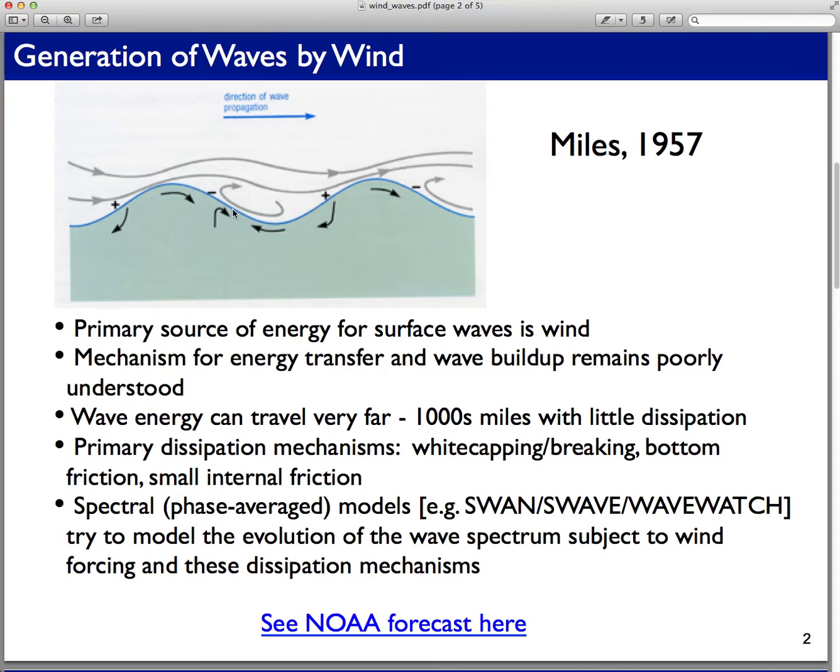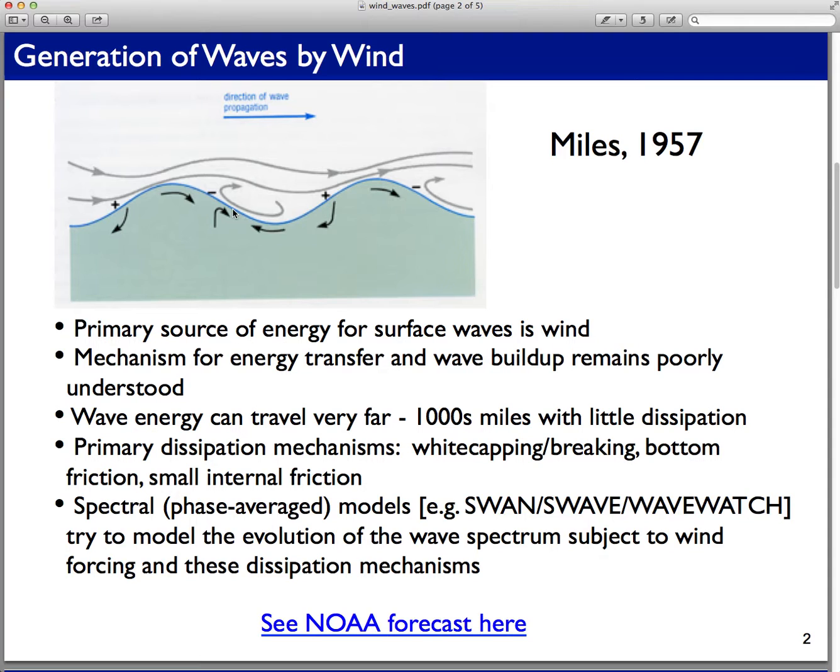Wave energy can travel very far. So a storm in the middle of the Pacific can generate waves that reach the coast of California with very little attenuation. The primary attenuation mechanisms are whitecapping and breaking. When the waves start to feel the bottom, the friction will slow the wave, as well as a very small amount of internal friction.